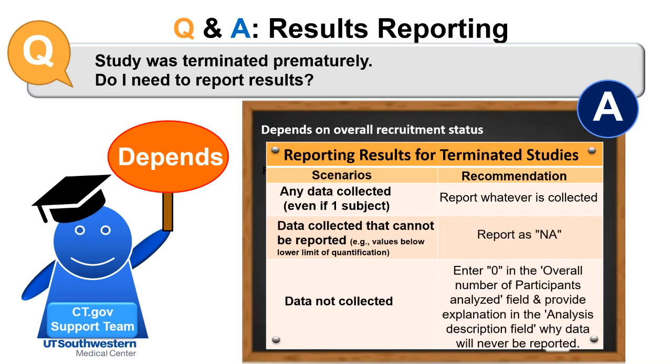Here are specific scenarios and recommended actions when reporting results in ct.gov for terminated studies. And by this, I'm concluding my slides on the Q&A for results reporting. Thank you everyone for listening to me, and I'll now pass it over to Eriko.